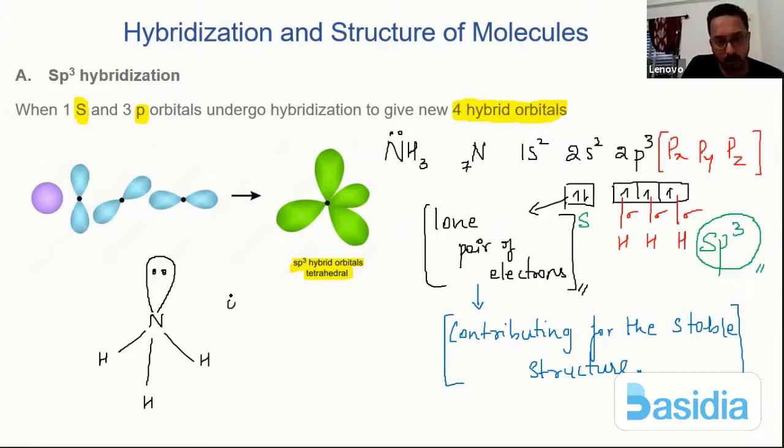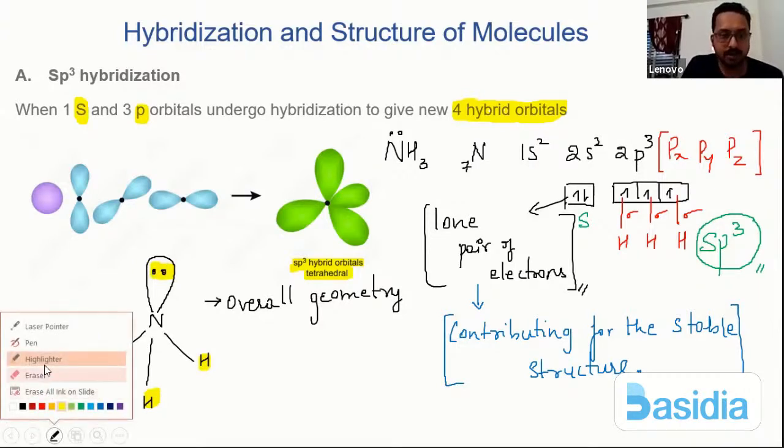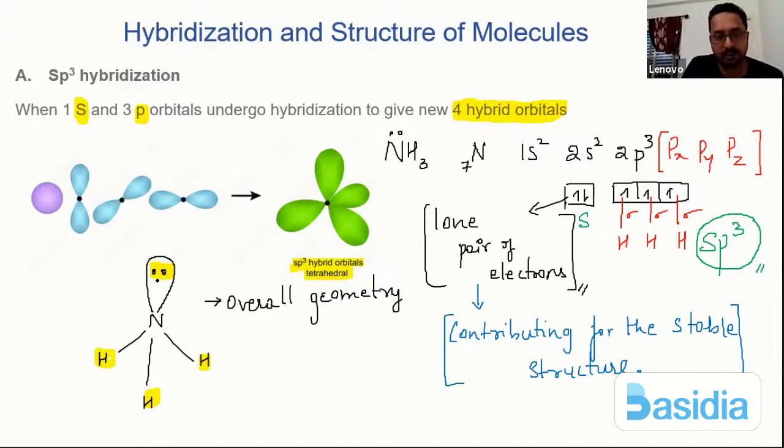So if I speak about the overall geometry, what is this overall geometry? Why do I use this word overall? Because the overall geometry will include the atoms as well as the lone pair of electrons. So if I try to connect this particular structure over here, I clearly understand that this has generated the tetrahedral structure. So it has generated the tetrahedral geometry.